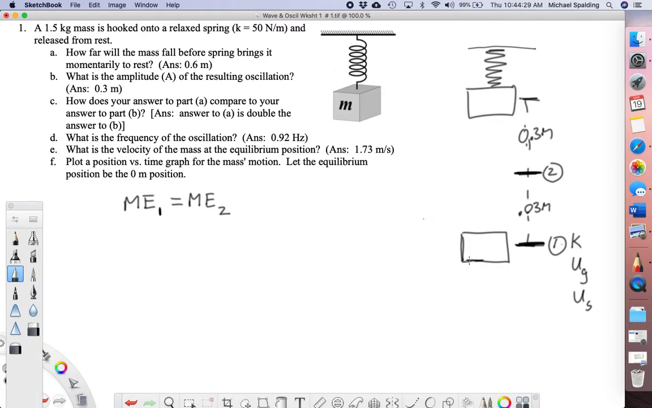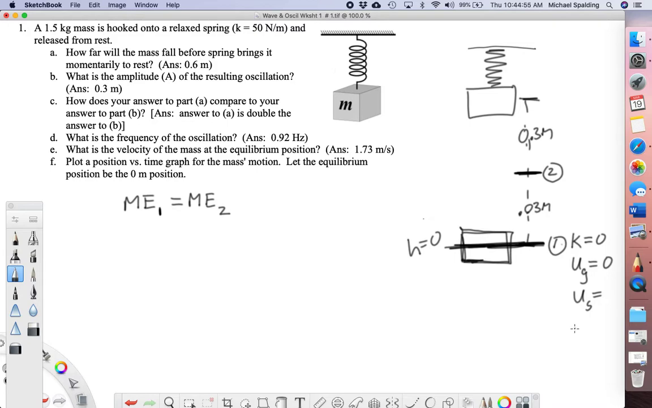So at this point right here, the mass is not moving. At the lowest point, it is stopped. So the kinetic is 0. We can ignore kinetic. Potential of gravity, it all depends upon where we put our 0 point. To me, it's pretty obvious that we want the 0 point to be here, right? We're going to say that this is our 0 point. So therefore, there is no potential of gravity there.